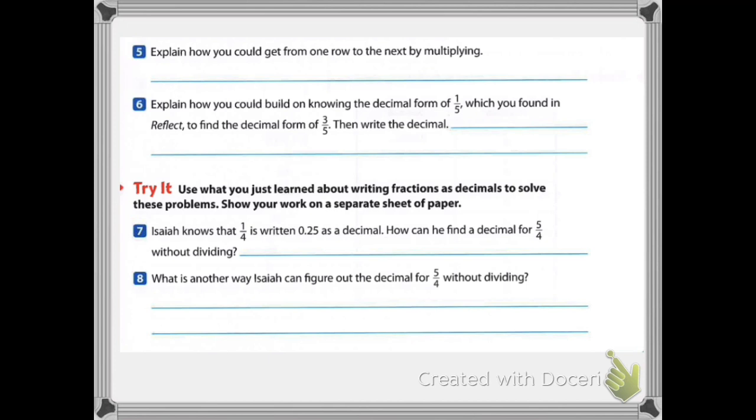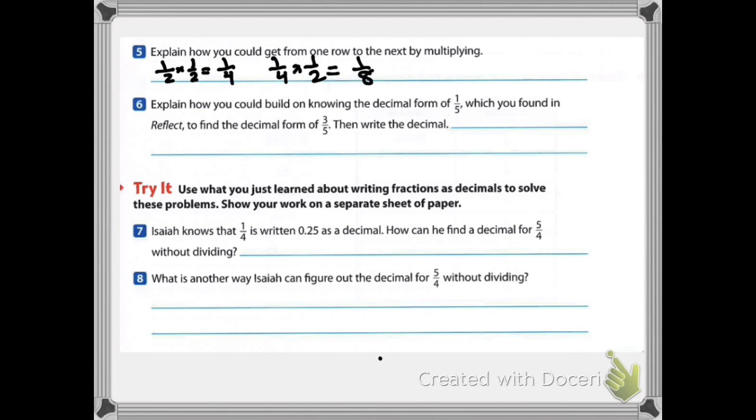Okay, so explain how you could get from one row to the next by multiplying. Well, we just did that. So 1/2 times 1/2 equals 1/4. And 1/4 times 1/2 equals 1/8.